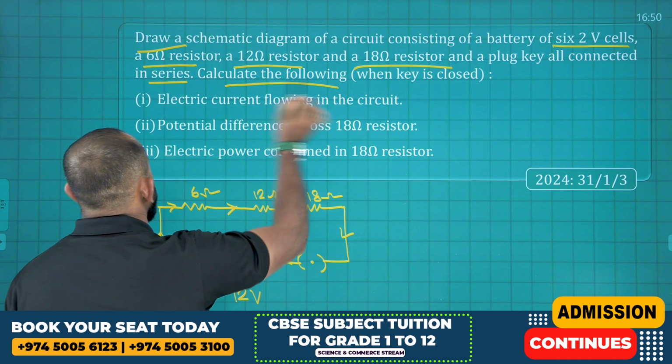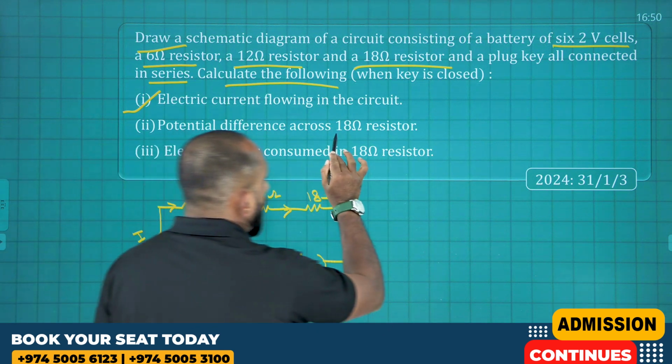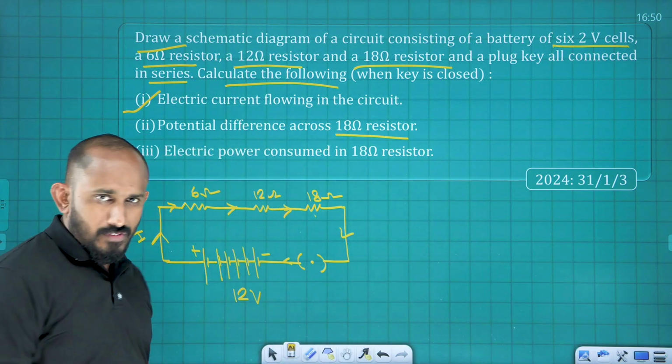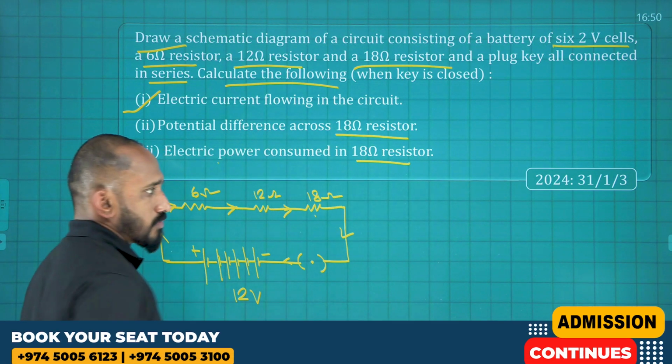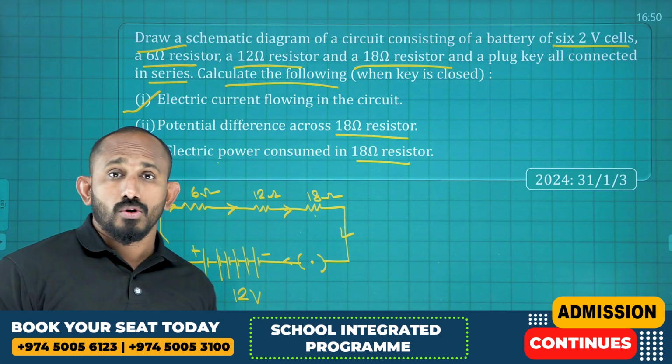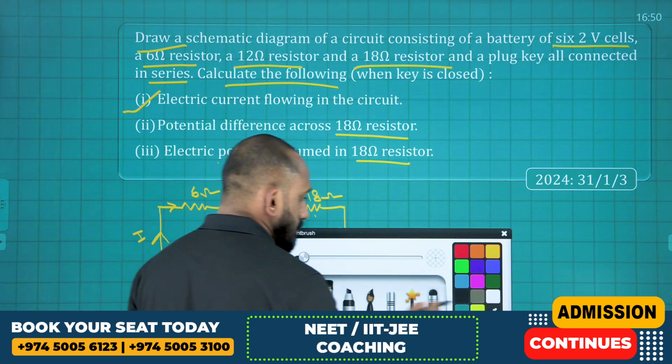Now calculate the current flowing. You have to calculate the electric current flowing through it, the potential difference across the 18 ohm resistor, and then the electric power consumed in the 18 ohm resistance. So to find the current, we should know the total resistance of the circuit.